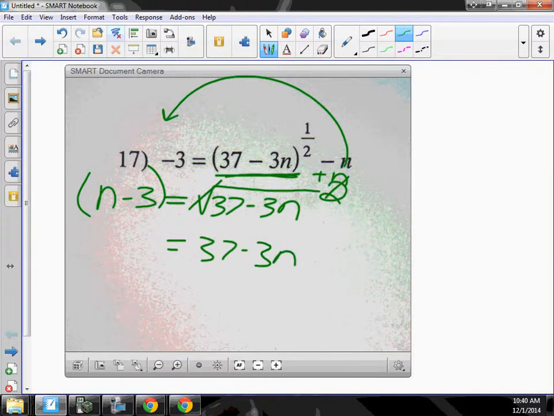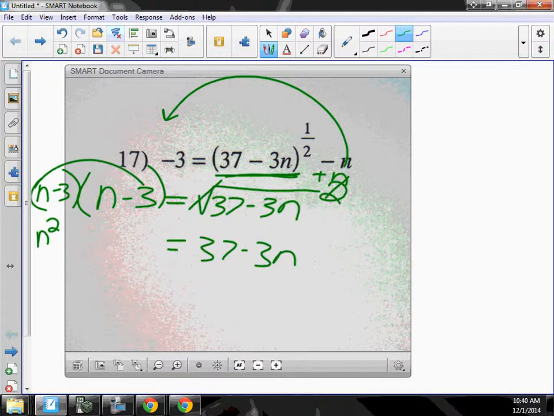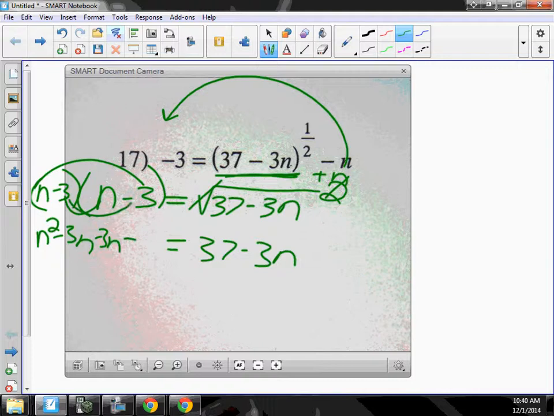And when I square this side, I just multiply it by itself. When I times these together, what do I get? n squared for my first term, and then minus 3n again, plus 9. Don't forget those two middle terms. That's a really common mistake. So do I want to separate n's and numbers, or do I want to move everything to the n squared side?